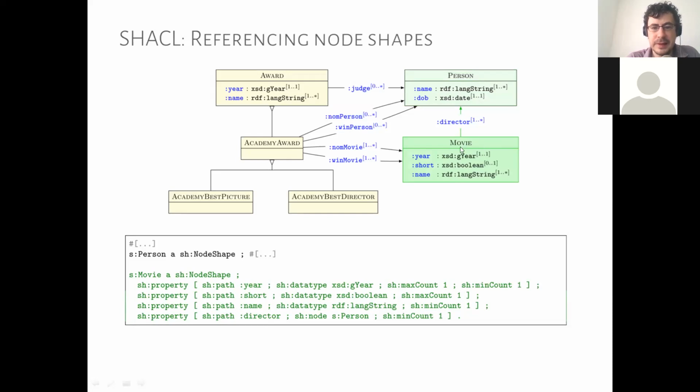And the last thing, the interesting part here is the director. So we specify a director and we say that the director must correspond to the person shape that we defined earlier, right? And then we say there must be at least one director. So this is the new part here. We use this node edge to say that this movie on the director property, it must satisfy person, the person shape that we defined earlier.